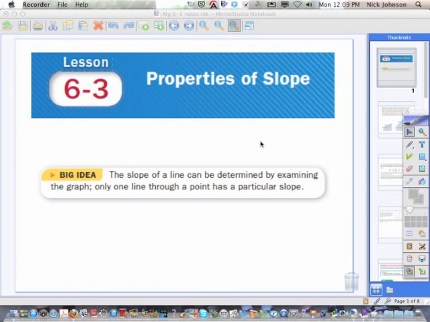All right, today we're going to talk about lesson 6-3, properties of slope. The big picture is the slope of a line can be determined by examining the graph, where only one line through a point has a particular slope.